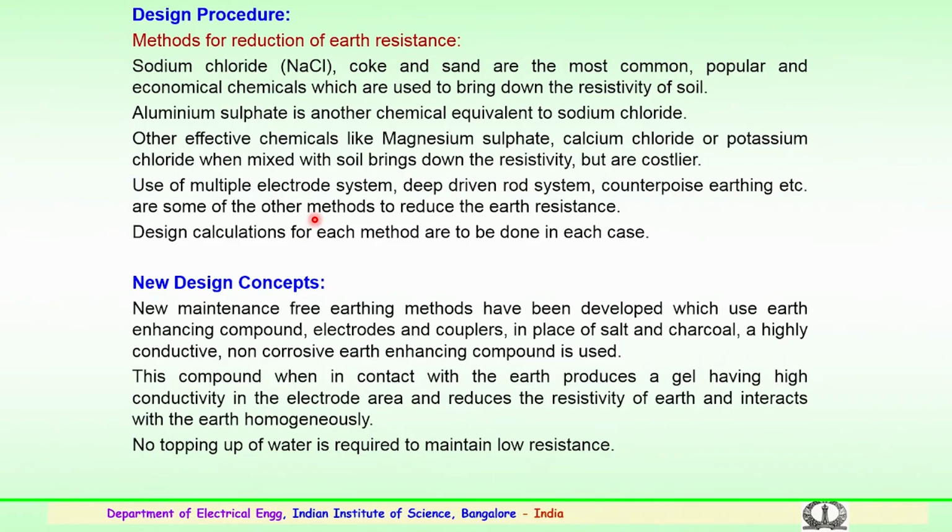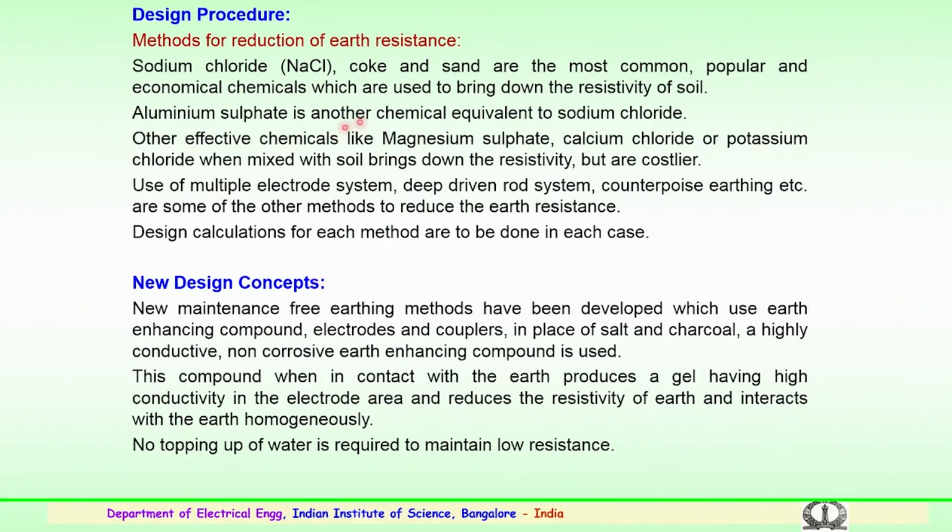Later, aluminum sulphate is another chemical equivalent to sodium chloride. This is also being used. The other effective chemicals like magnesium sulphate, calcium chloride or potassium chloride, when mixed with soil, will bring down the resistivity.